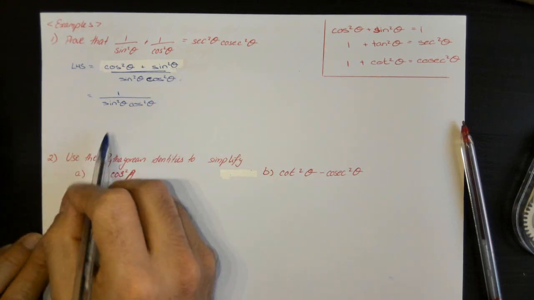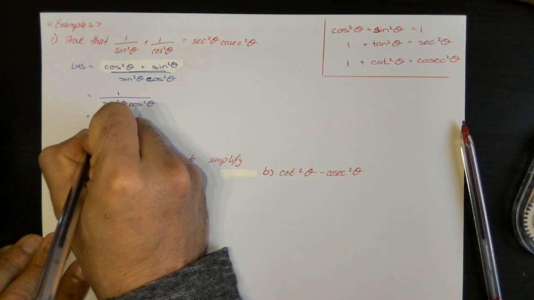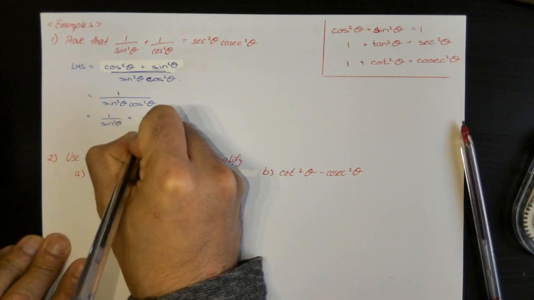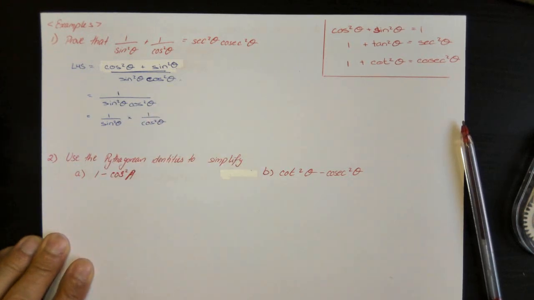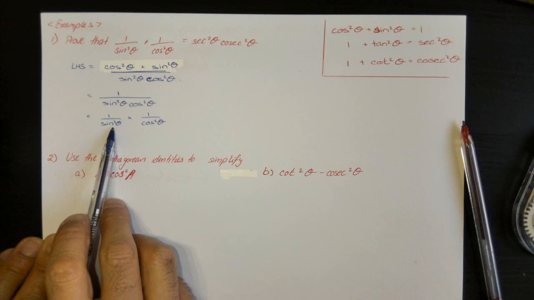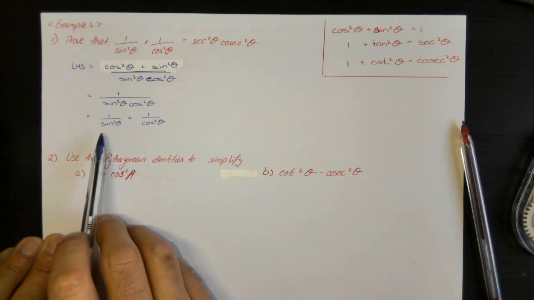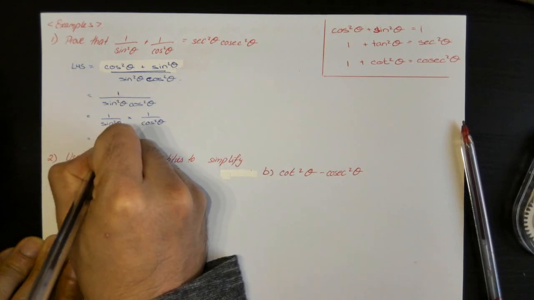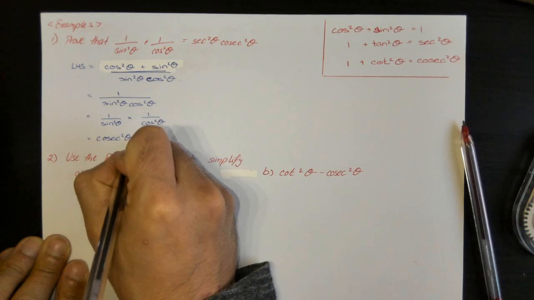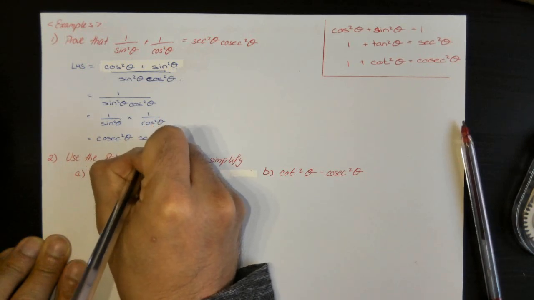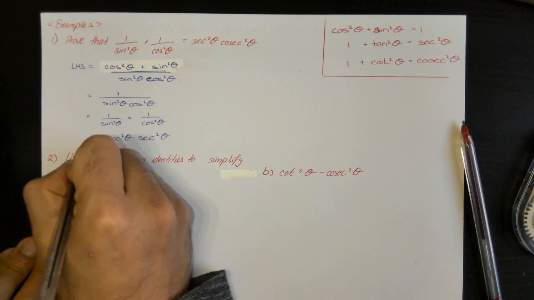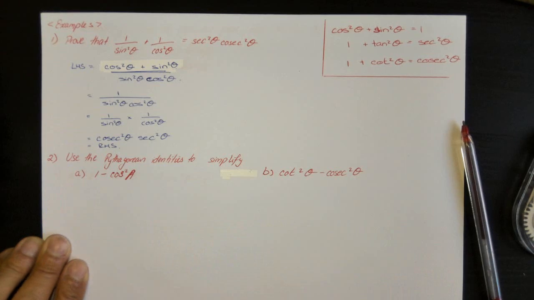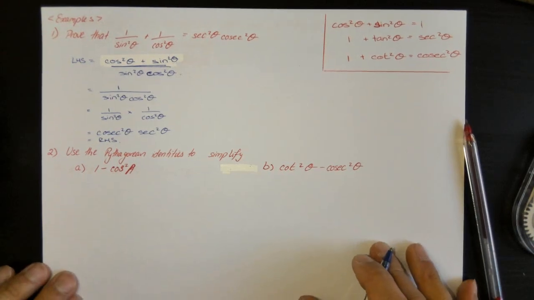And so what I get is 1 over sine squared theta and cos squared theta. Now the rules of multiplying fractions say that's the same as multiplying like that. And as we said, the reciprocal of sine is cosec, and the reciprocal of cos is sec, which is basically the right-hand side. All right.